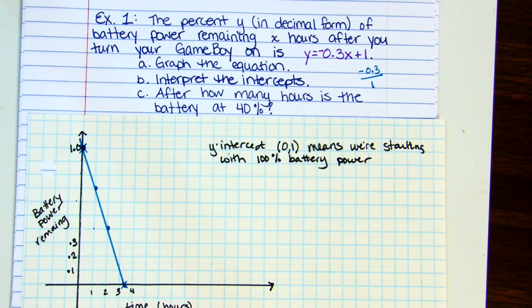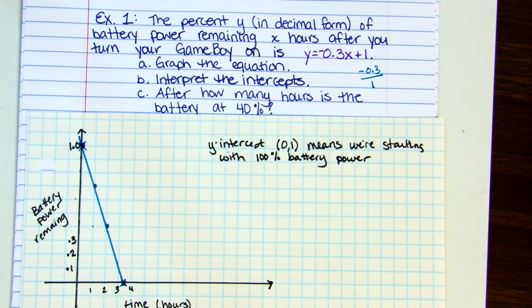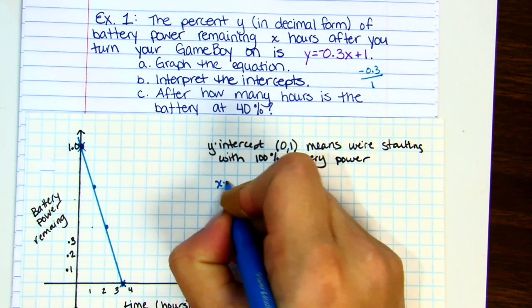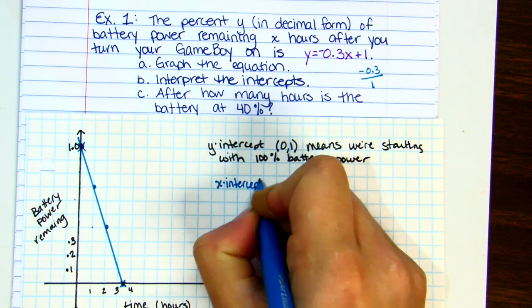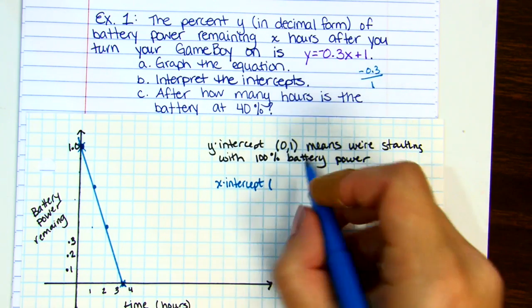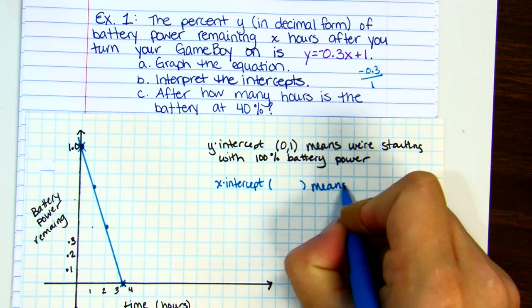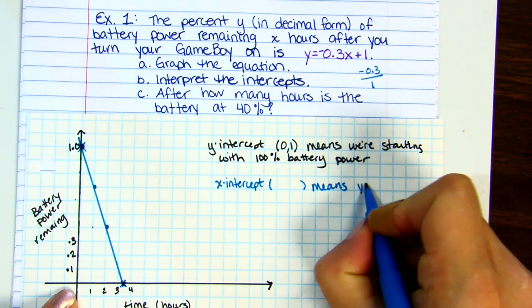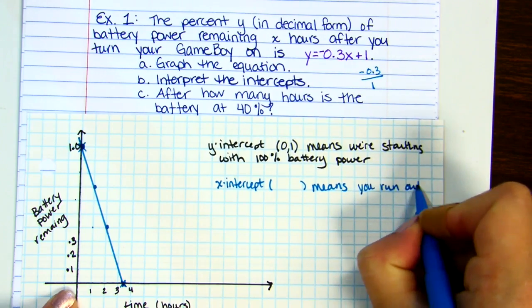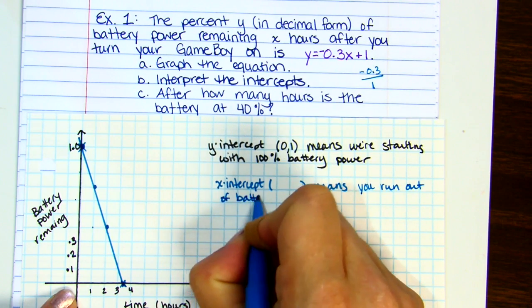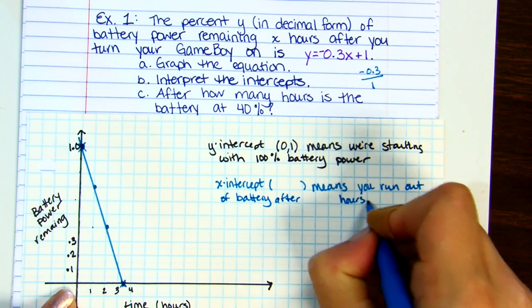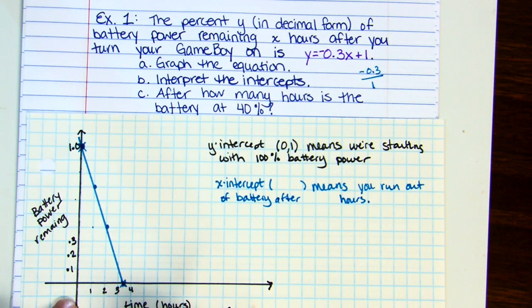And then my x-intercept, which is down here, I can't quite tell what that is. It looks like it's in between 3 and 4, maybe 3.5. But what it represents, if you look, is that that point is where I have 0 battery power left. So that x-intercept means you run out of battery after, we don't know how many hours yet, after blank hours. So my x-intercept is when I don't have any battery left.